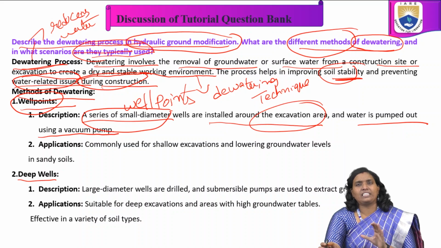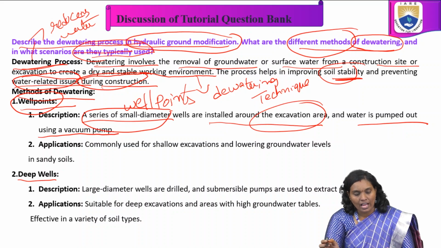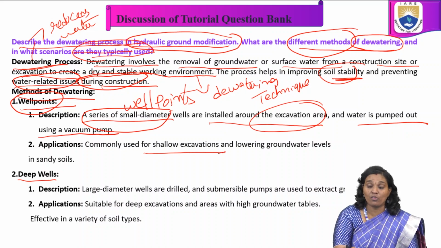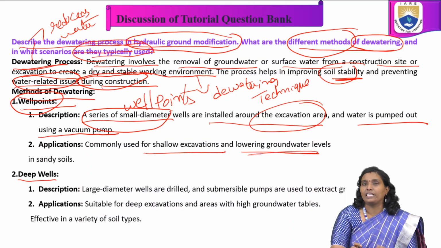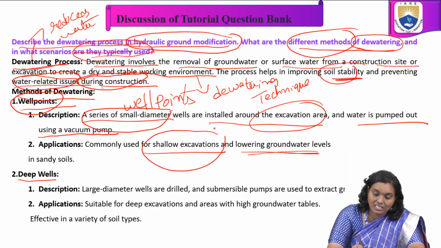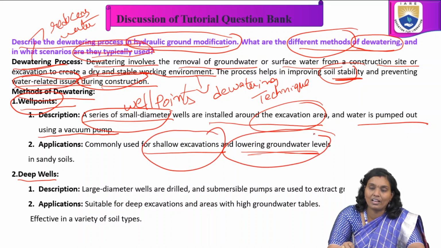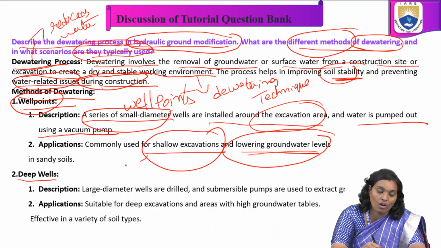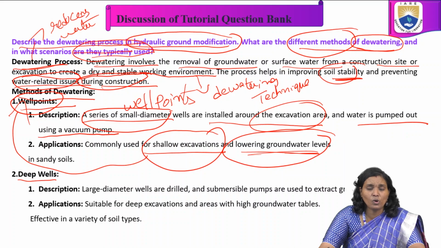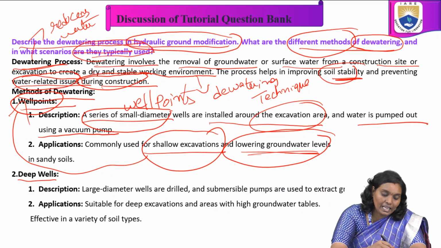This kind of method we choose for shallow excavation and low lying groundwater levels. In that particular scenario, for shallow excavations and lowered groundwater levels, we choose this well points dewatering system. And the other method is deep wells.